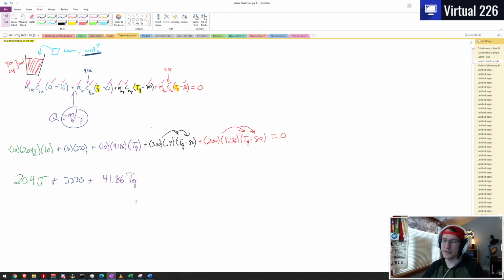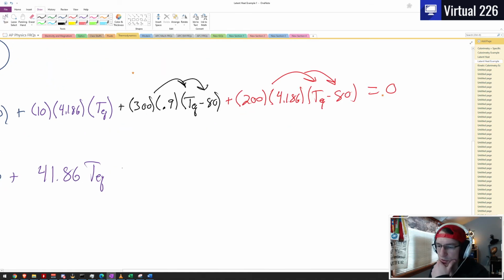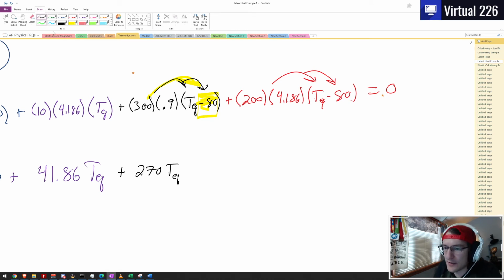And then this is where things become a little bit hectic. So I need to multiply 300 and 0.9 together. I get 270. But this is going to give me 270 TEQ. And it's going to give me 270 times negative 80, because I'm distributing this value throughout. So 270 times negative 80 is going to give me minus, because of plusing a negative, 21,600.